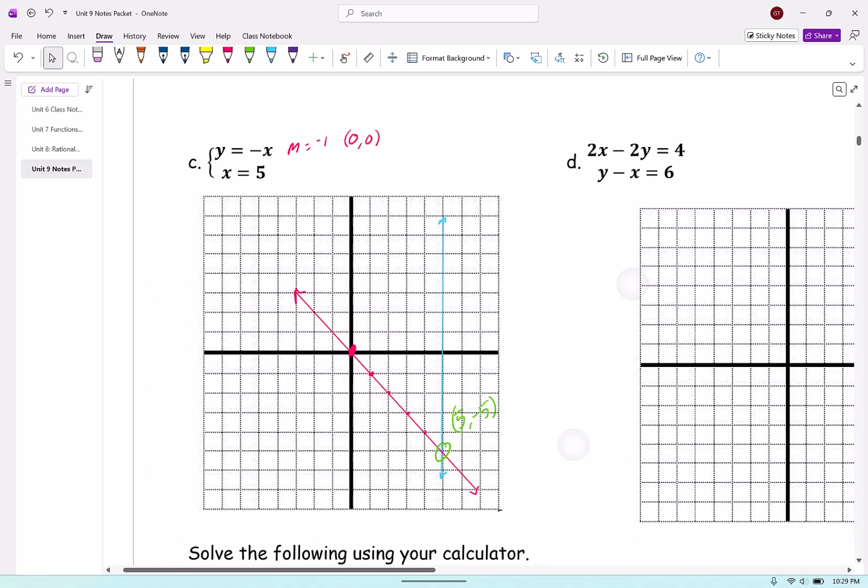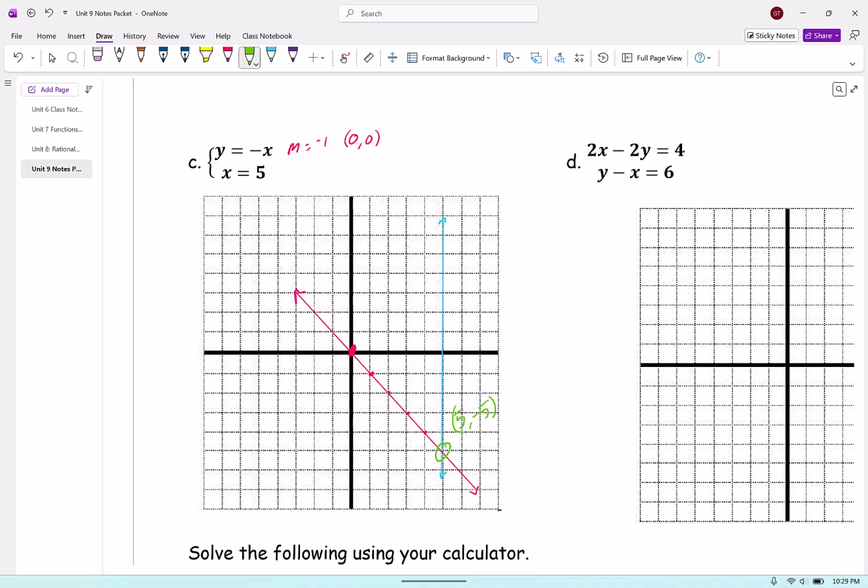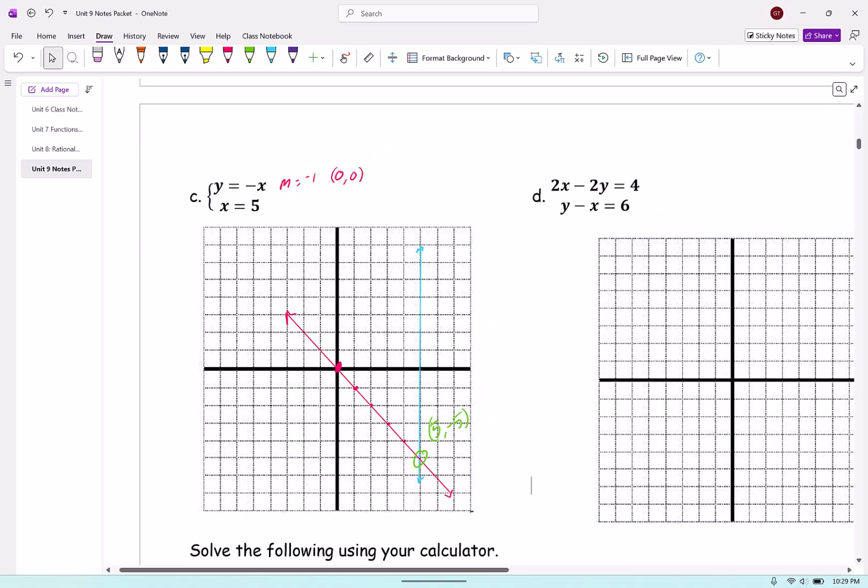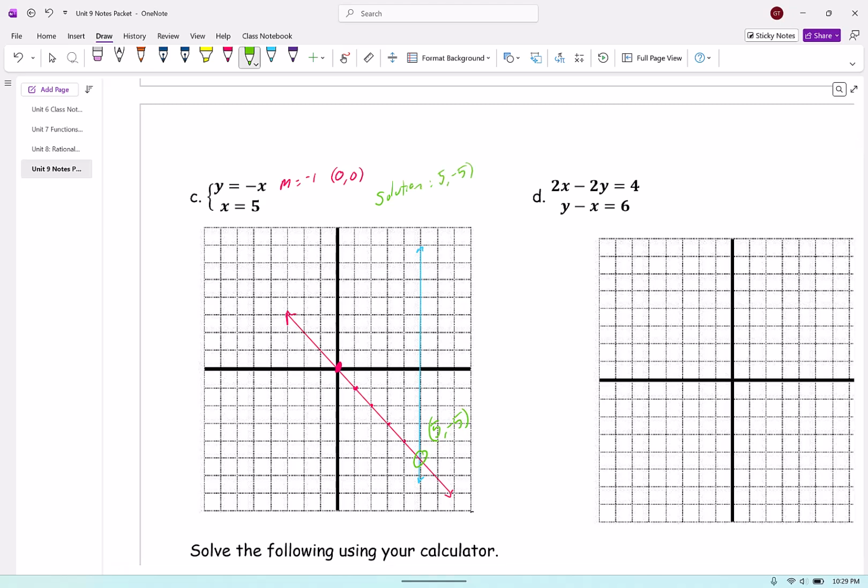If I put those solutions in, I put in y equals -x, put 5 in for x, -5 equals -5, check. If I put 5 in for x, 5 equals 5, check. All right, so we're all good. The solution is 5, -5.